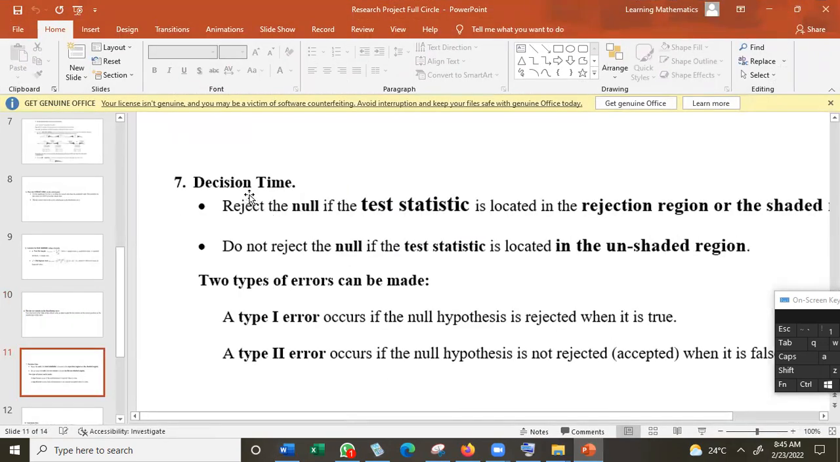Okay, step number 7 says, which is decision time. Reject the null if the test statistic is located in the rejection region. So if the test statistic is in the rejection region, we have to reject the null. But if the test statistic is not in the rejection region, if it is in the unshaded region, we do not reject the null. Bear in mind, it's the test statistic. Remember, we have to put back the test statistic on the curve, according to where the critical value is, the critical value on the point. So the test statistic, if it lands in the rejection region, then we reject the null. If the test statistic did not land in the rejection region, we do not reject the null.